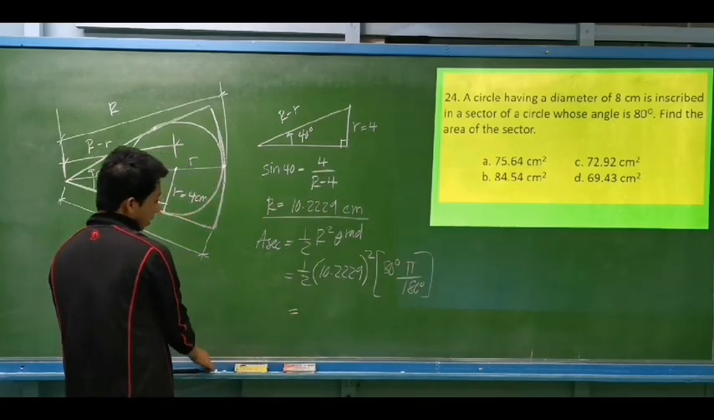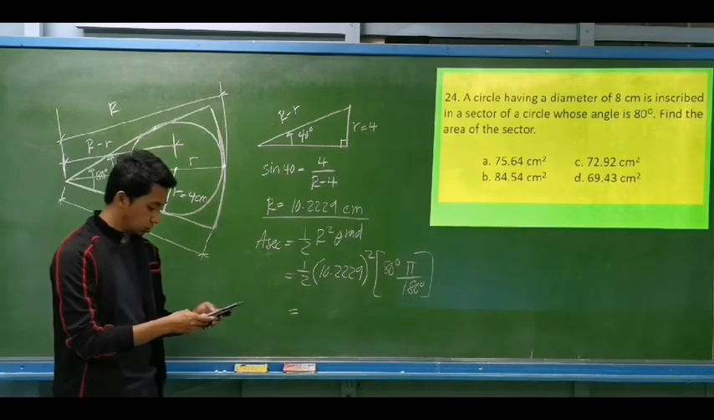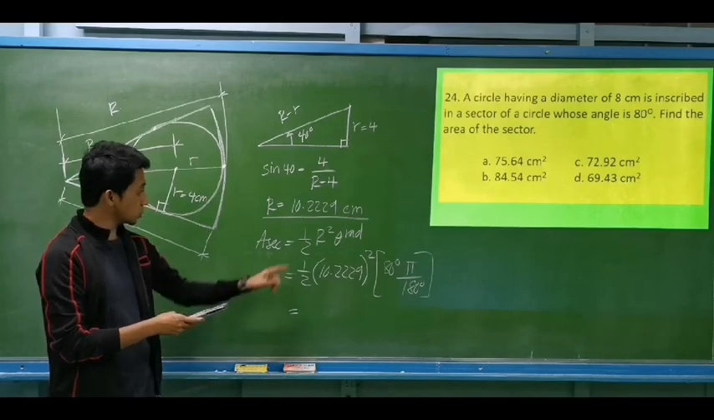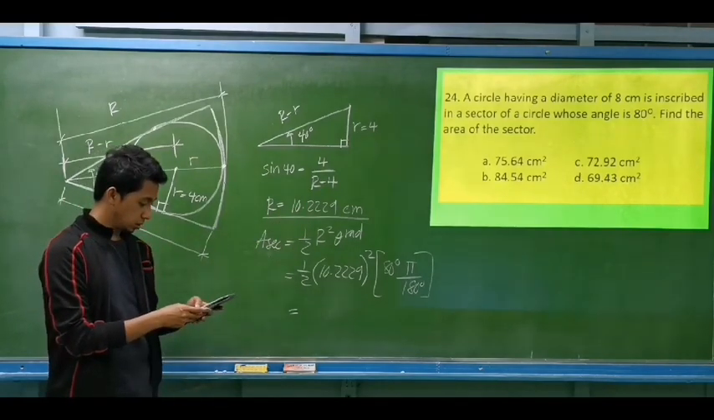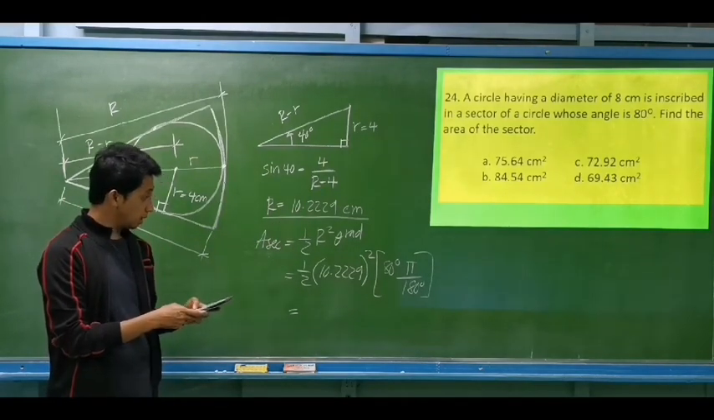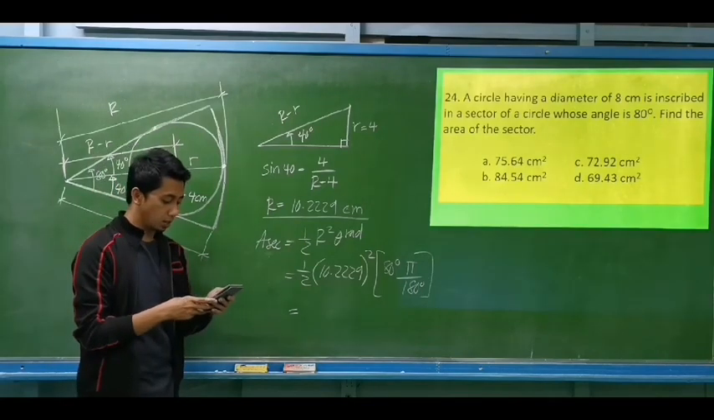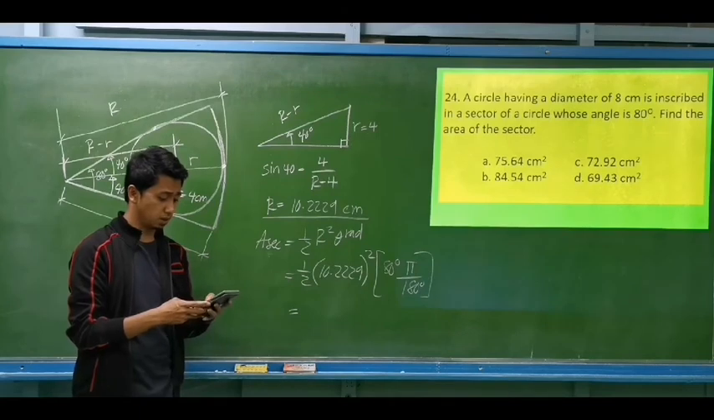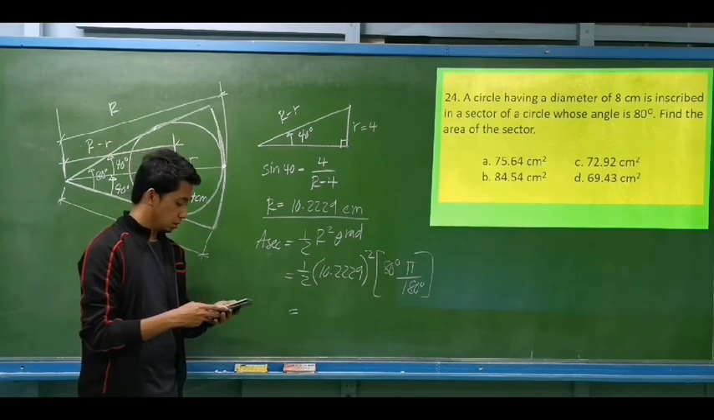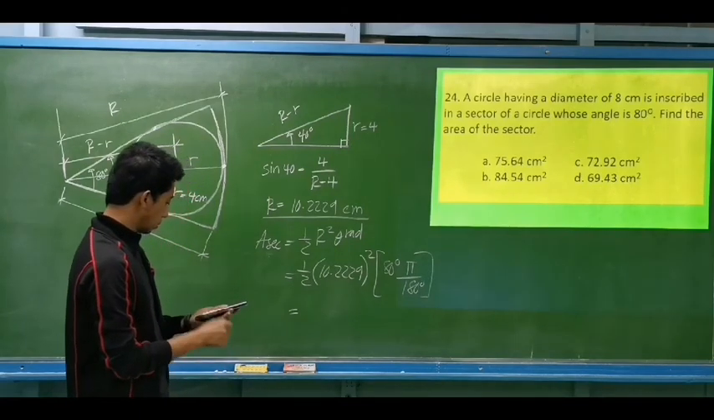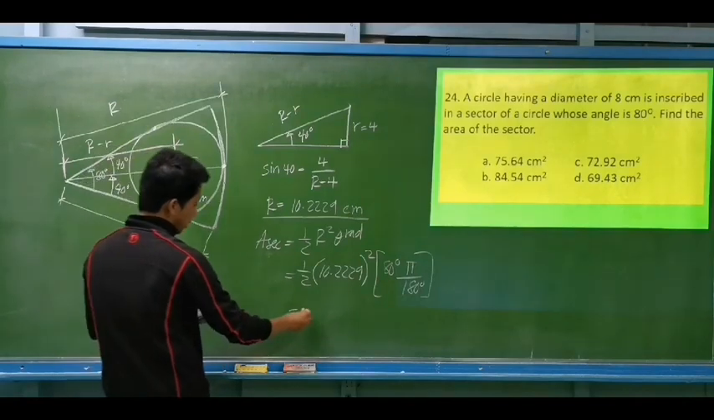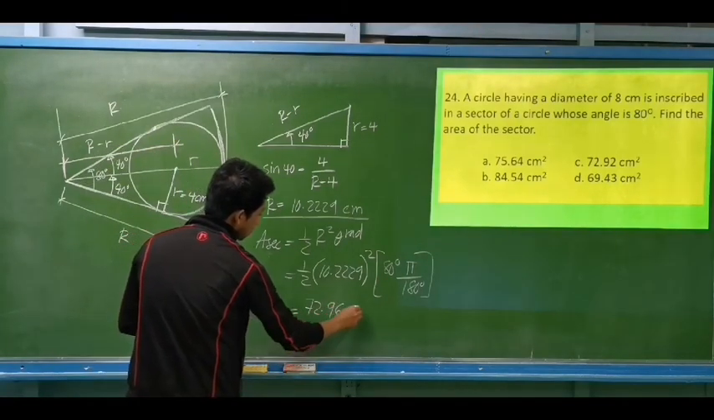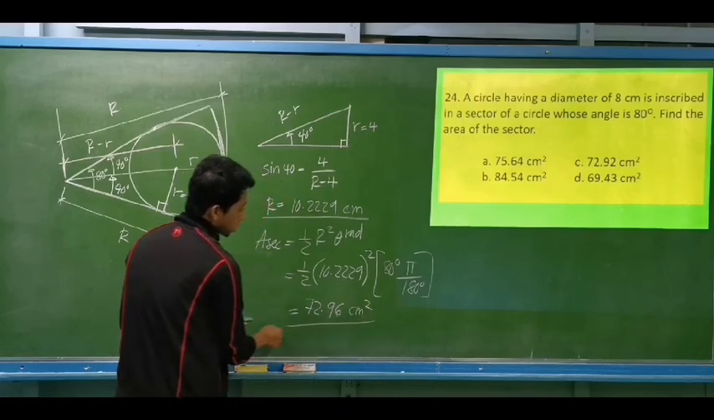So, to get the area of the sector, use the stored value, that is 1/2 of the radius, 10.2229, multiplied by the central angle converted to radians, 80 times pi over 180. So what comes out here is 72.96. We have 72.96 square centimeters.